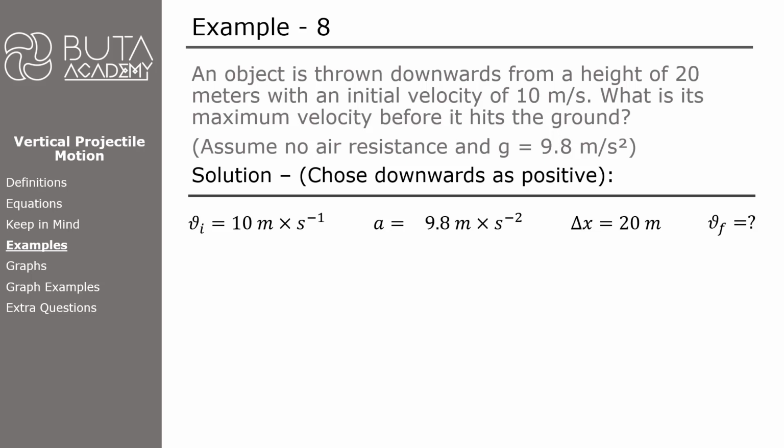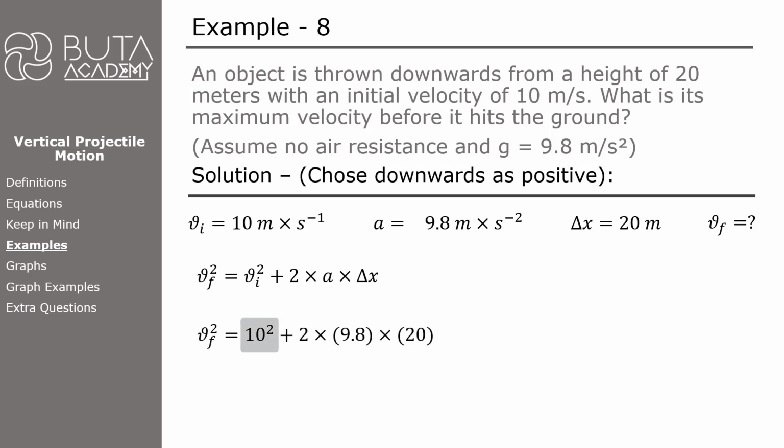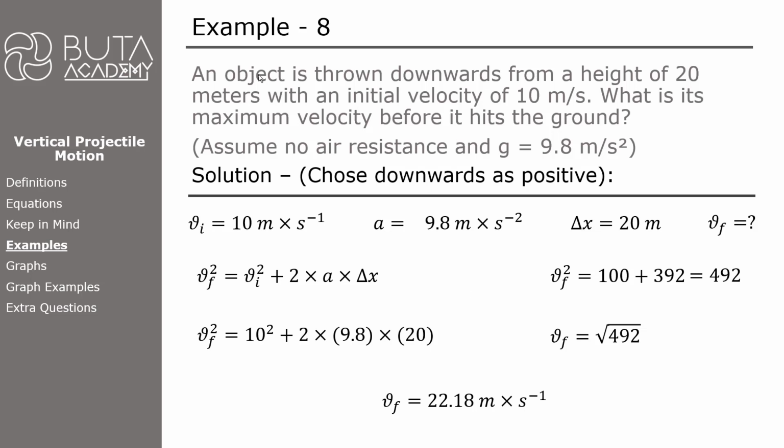To solve the question, we can use the formula v final squared is equal to v initial squared plus 2 times a times displacement. Initial velocity is 10, acceleration is 9.8, and the displacement is 20. All these values are positive as all of them are downwards. Square of 10 is equal to 100. 2 times 9.8 times 20 is 392. Square of final velocity is equal to 492. To calculate the final velocity, we take the square root of this value. The final velocity of the object is equal to 22.18 meters per second.